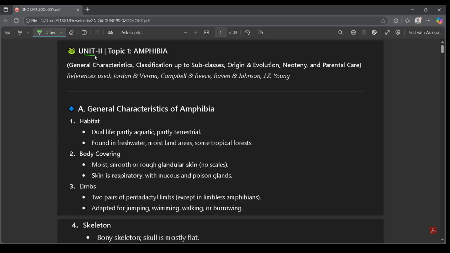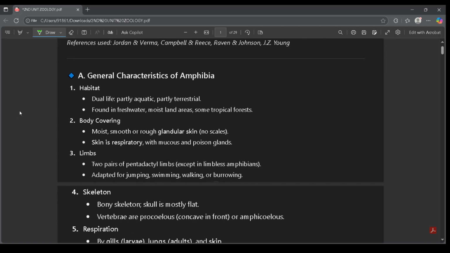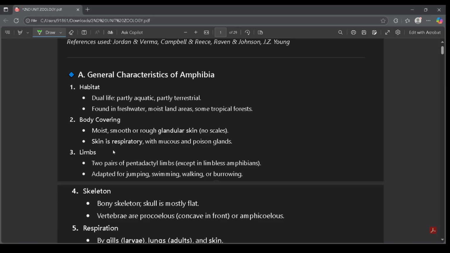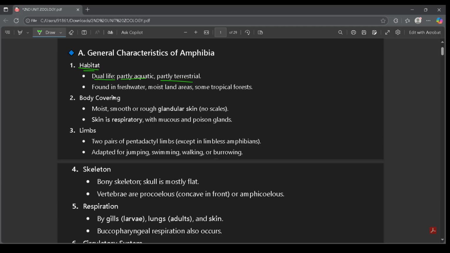So we have Unit 2, Topic 1, Amphibia. General characteristics, let's discuss that first. Number one being the habitat, the dual life. They live a dual life. They are partly aquatic and partly terrestrial. They are found in fresh waters and moist land areas and some tropical forests.